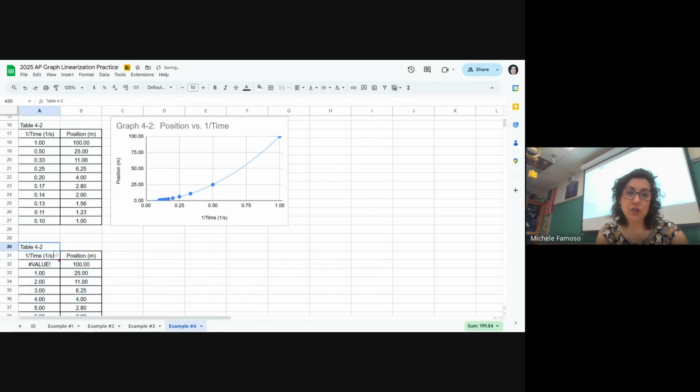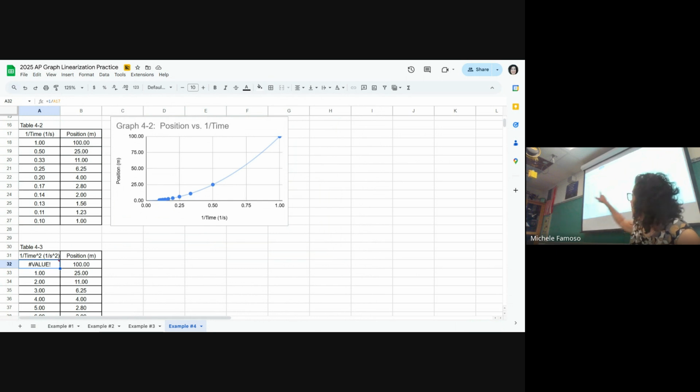And we're going to have to change the formula in here. That's not a problem. So this will be table 4.3, which means we have a second linearizing step. And instead of plotting 1 over time, we said we have to plot 1 over time squared, which means our units are going to be 1 over seconds squared. Okay. Our positions are all going to remain the same.